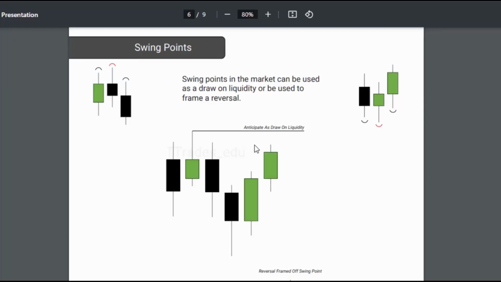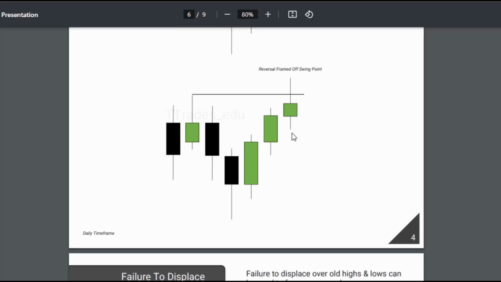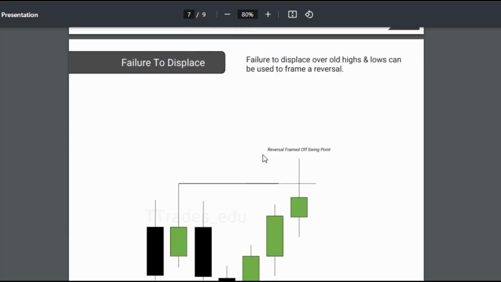Using swing point, I can frame my draw on liquidity. For instance, we have this trending market and we are likely to draw to this swing point or buy side liquidity resting above here. I can also use the swing point to frame my reversal. For instance, we have this liquidity pool resting above here, and I can use that to frame my reversal, and that leads me to failure to displace above a swing high and low.